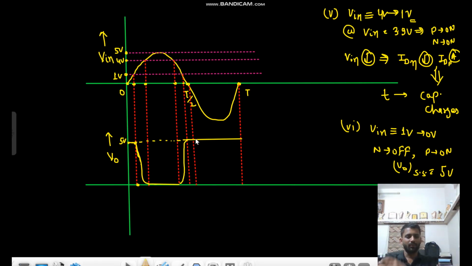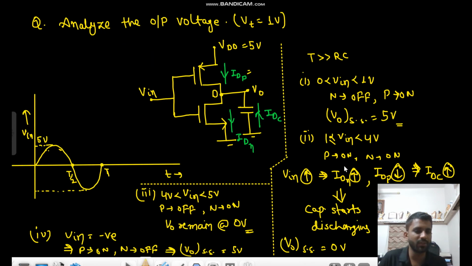So this is not that complex a problem, but we just need to see that from 0 to 1 volt we are going, PMOS is on, NMOS is off. So it will remain at 5 volt. From 1 to 4 volt we are going, both of the transistors are on, PMOS is on, NMOS is on. But you need to see the current. If Vin increases, your IDN is increasing. That means your capacitor is getting discharged. So it will discharge from 5 to 0 volt only.